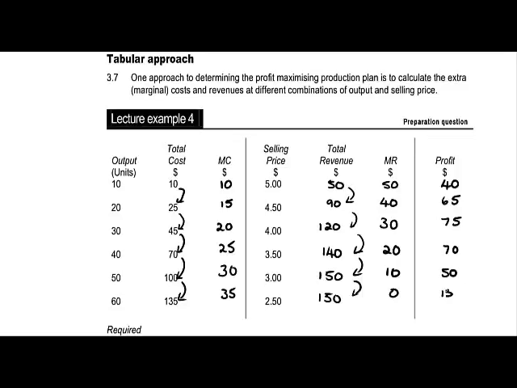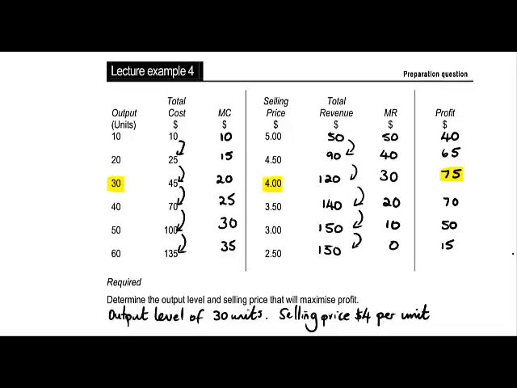And what you can see there, without even worrying about the economics of it, is that your maximum profit is 75, and that's when you make 30 units. Those 30 units will be sold at $4 each. So more of a common sense logical sort of approach rather than using all the algebra and the economics.